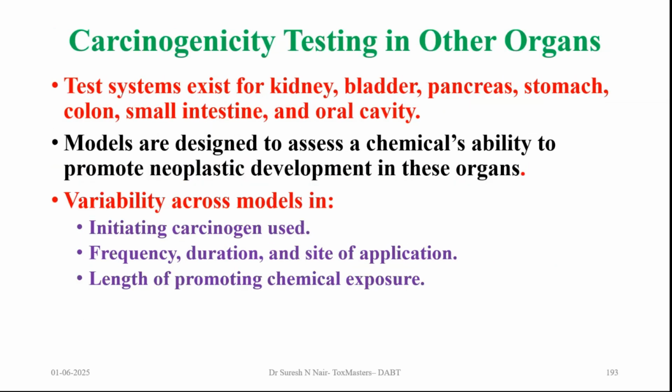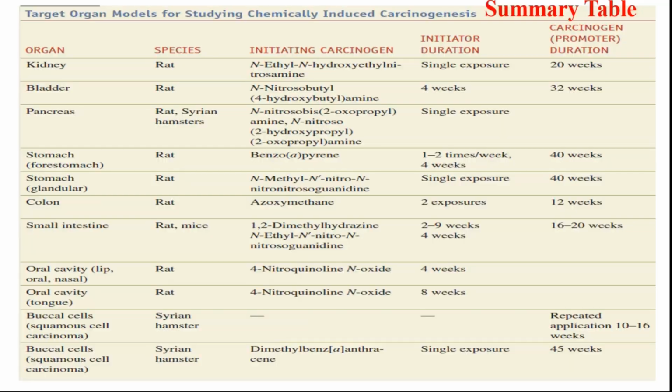Then other organs. Other organs are very rarely used: the kidney, bladder, pancreas, tumor, colon, small intestine, and oral cavity. The use is very much limited. Okay. Now, these are the target organ models for studying other toxicities: kidney, bladder, pancreas, stomach.